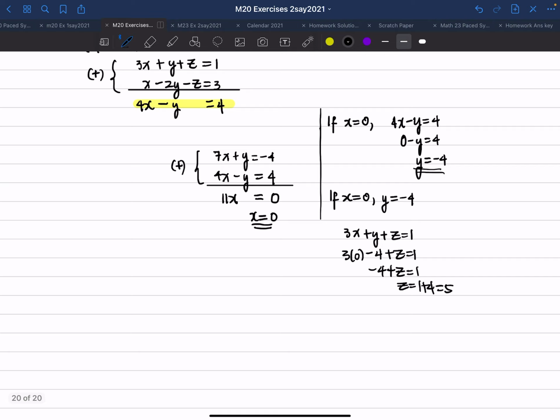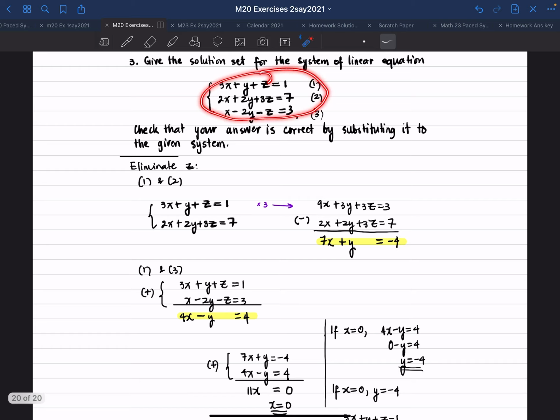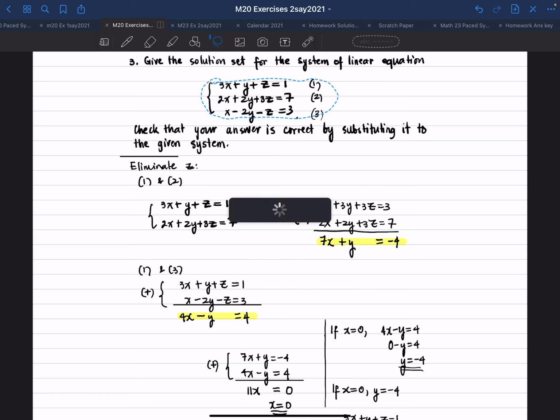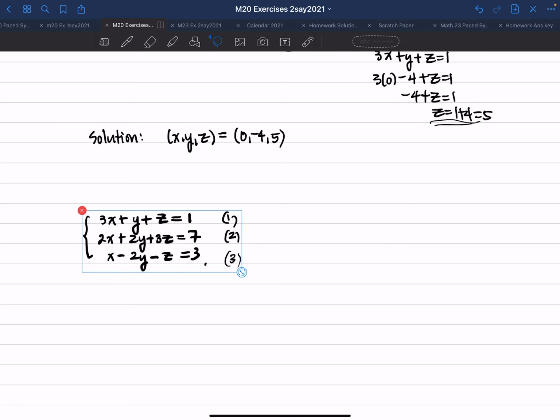So you already have this x, y, and z. So the solution will be a triple of the form x, y, z equal to 0, negative 4, 5. So, ang ibig sabihin lang nito, magkakasama yung tatlong yan. So, this particular x, y, z will satisfy the given system. Okay, let us check our answer if it is correct. So, the answer is correct if it satisfies all the equations.